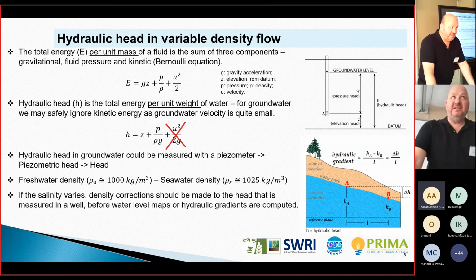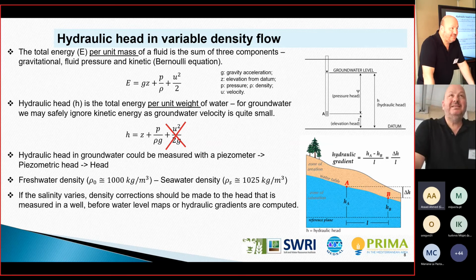We said before that there is a difference in density of freshwater and seawater. Freshwater density is around 1,000 kilograms per cubic meter, and usually seawater density is not constant, but let's say for the Mediterranean condition it is around 1,025 kilograms per cubic meter. So if the salinity in groundwater varies, the density will also vary.